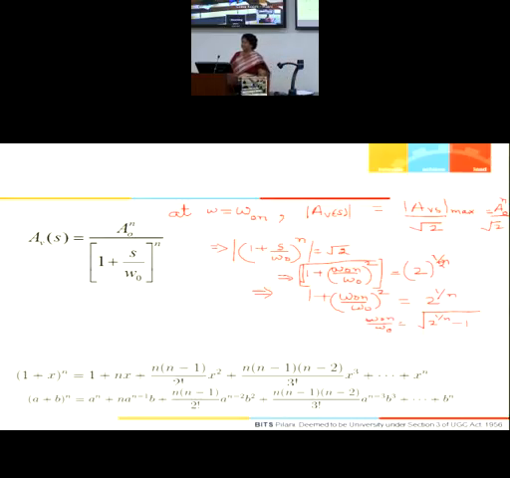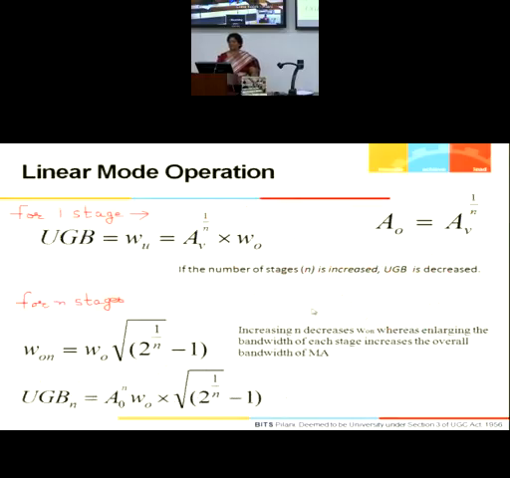So here I am replacing omega naught by omega unity or UGB, which I get through this equation. So omega unity is gain times omega naught. So the gain for each stage is A naught, which is nothing but the total gain to the power 1 by n. Because there are n stages, you have to take the nth root of the total gain for n series cascade. And I simply substitute.